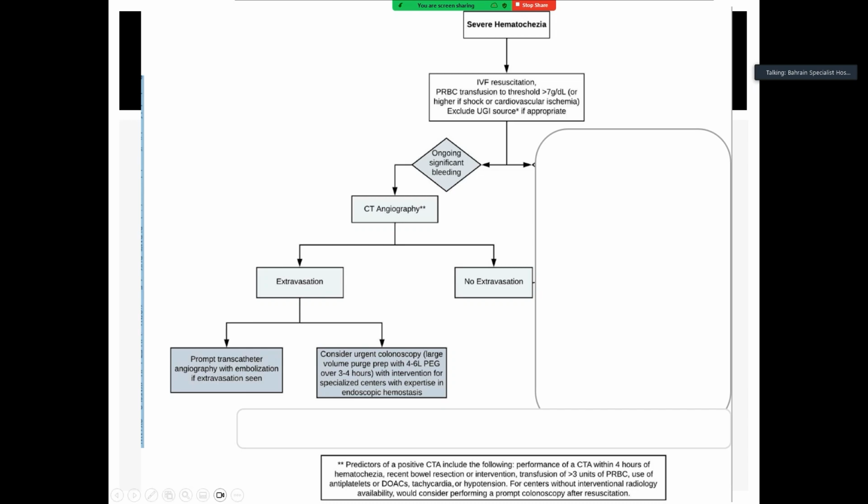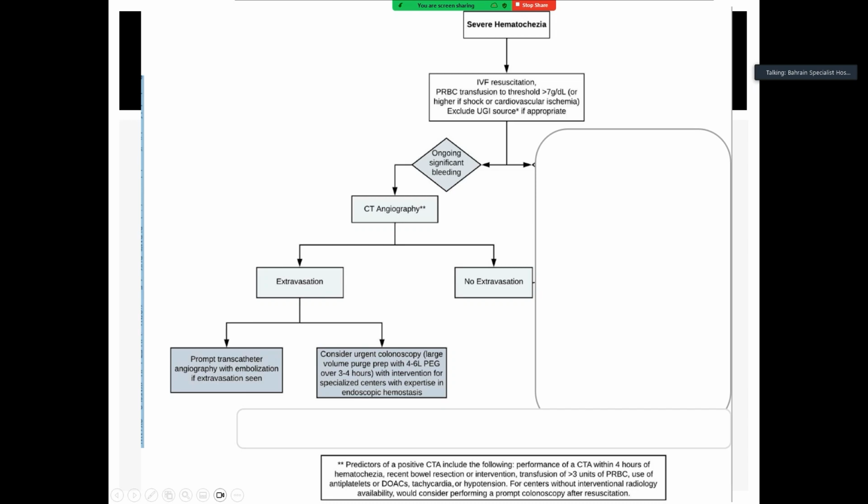The predictors of positive angiography include CT angiography performed within 4 hours of the bleed, a history of any bowel surgery, bowel resection or intervention, more than 3 units of blood transfused, the patient being on antiplatelet or direct oral anticoagulants, and tachycardia and hypotension. And they say that if there is no interventional radiology present, then we can go for prompt colonoscopy after resuscitation.